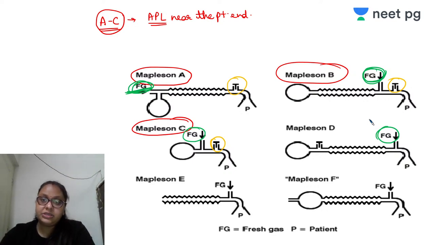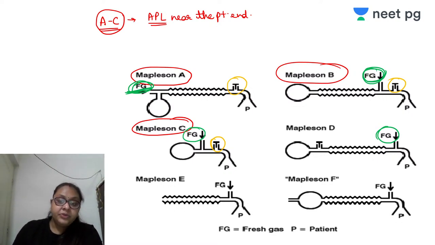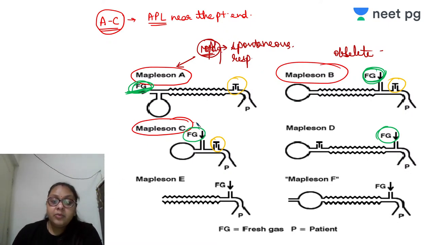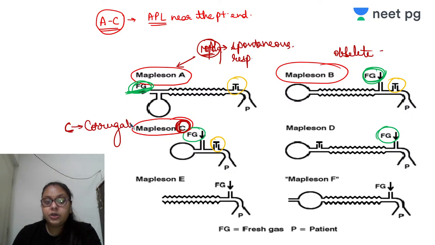Okay, A or B mein sirf ye difference hai ki A type mein the fresh gas inlet is away from the patient, and in Maplesin B it is towards the patient. Okay, so that is this. Now, B is obsolete. We don't have to say this. Maplesin A, it is most common, therefore it is mostly used for spontaneous respiration. Okay, remember, it is mostly used for spontaneous respiration. Now, in Maplesin C, C is there. So, isme dekho, the corrugated tube is absent. Okay, in Maplesin C, the corrugated tube is absent. Are you getting my point?